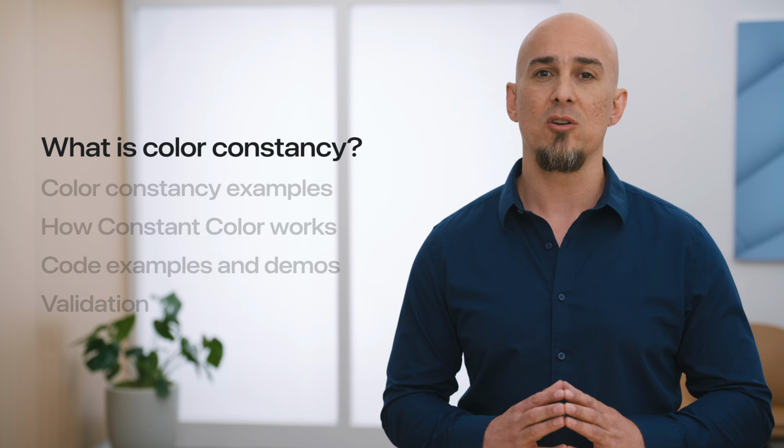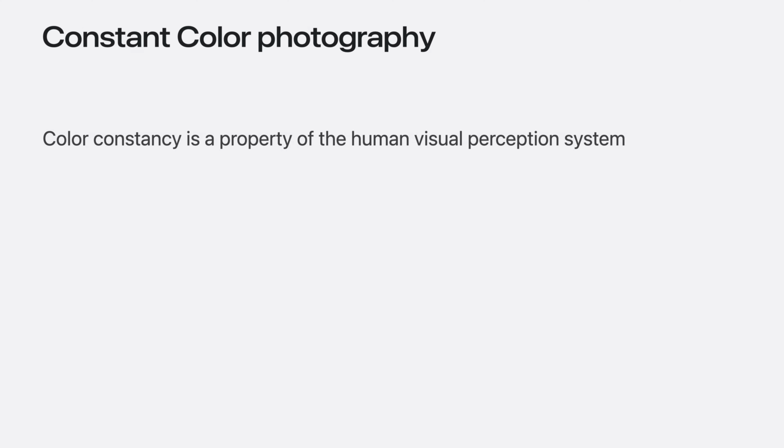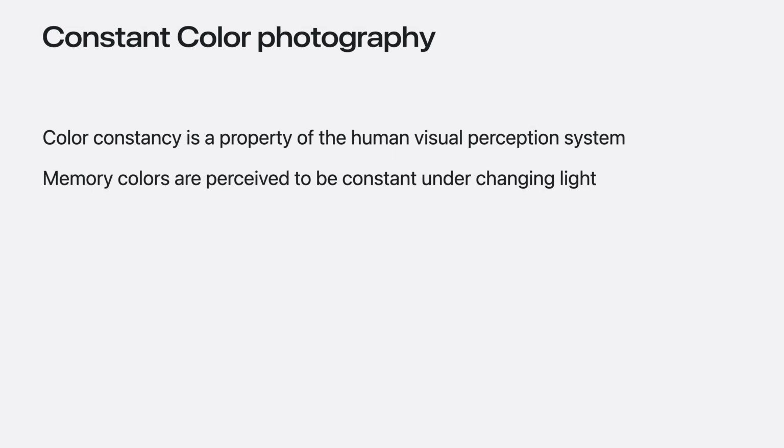So, what is color constancy? It is a property of how human visual perception works. If you know the color of an object, you see it as that color almost regardless of the ambient lighting under which you view that object. For example, a bright green Granny Smith apple remains green to you whether viewed under daylight or viewed under a warm glow of a campfire.